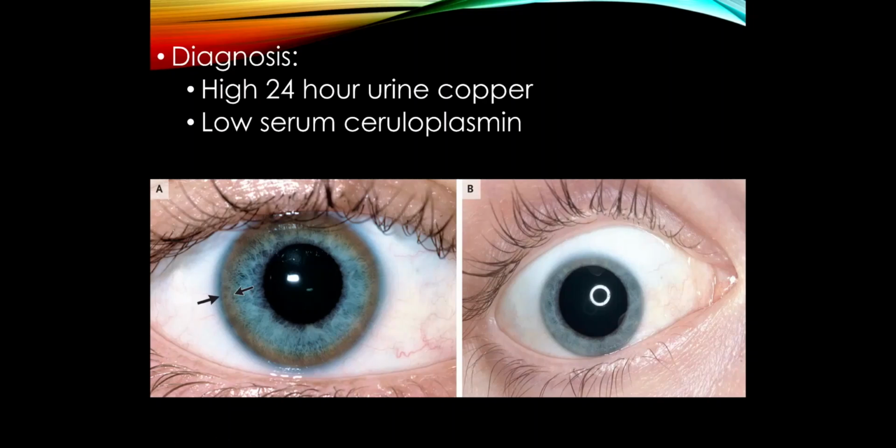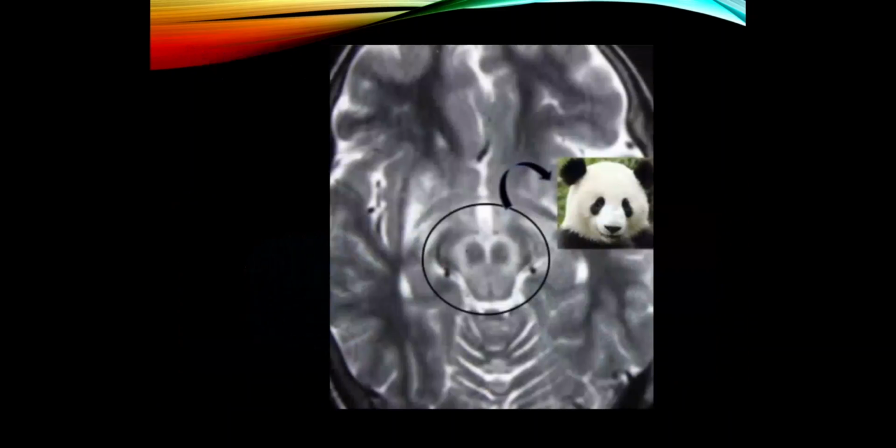And two tests that can be helpful or absolutely necessary, I should say, for diagnosis. One is you do a 24-hour urine collection to assess for copper, which is always going to be very elevated. And then we can do a serum ceruloplasmin level, which is going to be low. So high urine copper, low serum ceruloplasmin.